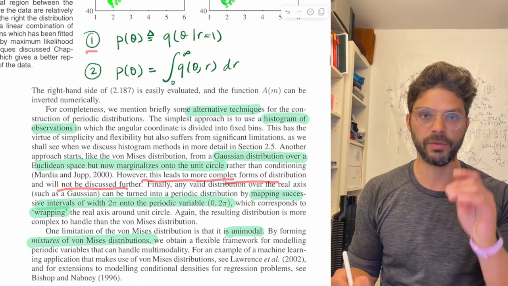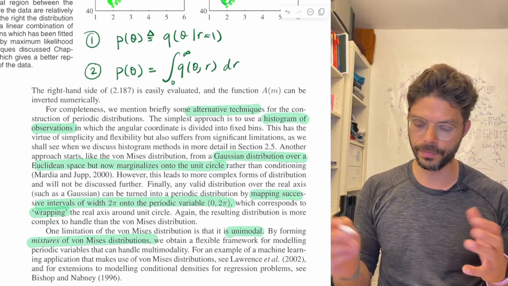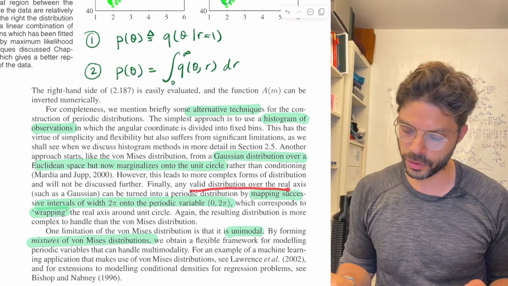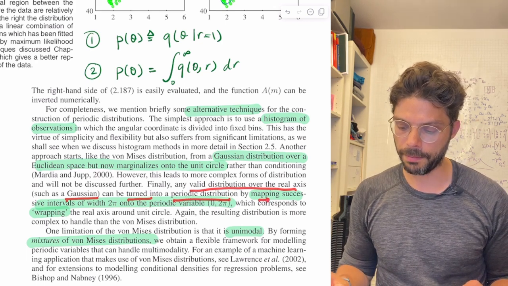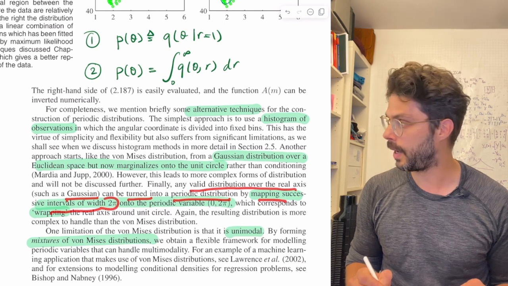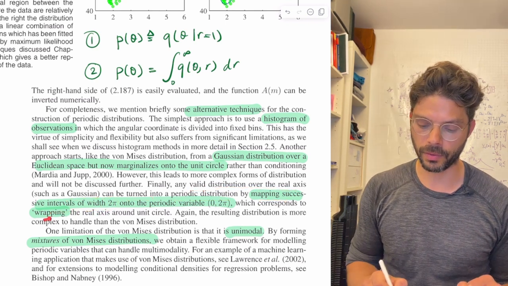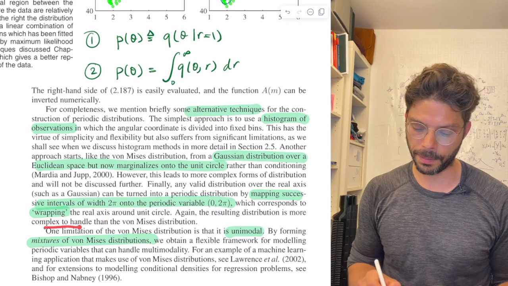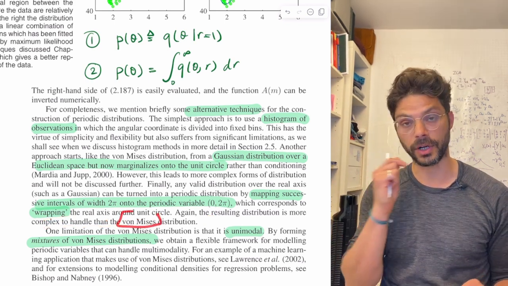And finally, and this is what I'll talk about in the next video, which I think has some nice properties, maybe not practical properties, but mathematical properties perhaps. Any valid distribution over the real axis, such as a Gaussian, can be turned into a periodic distribution by mapping successive intervals of width 2 pi onto the periodic variable 0 to 2 pi, which corresponds to wrapping the real axis around the unit circle. Again, the resulting distribution is more complex to handle than the von Mises distribution. So that's why we're going to be working with the von Mises for circular data.